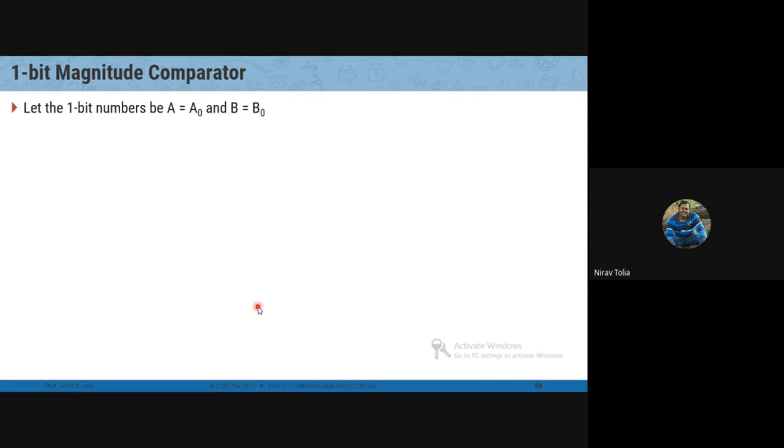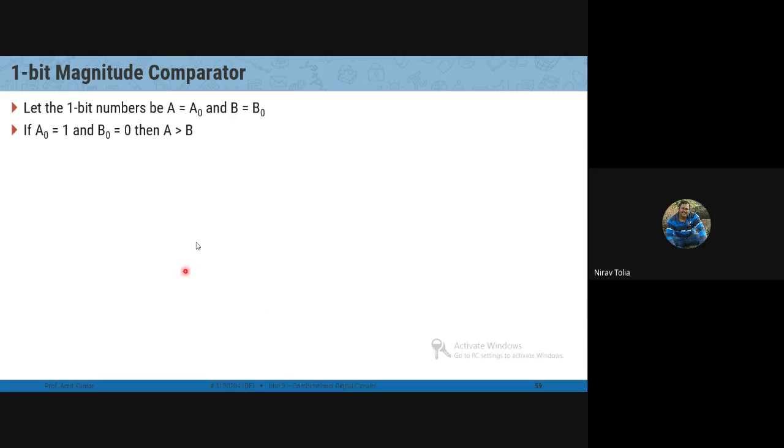So the next one is the one bit comparator. One bit comparator means we have two numbers A and B, but each has a single bit inside. So A has the bit A0 and B has B0. There are three possibilities: A greater than B, A less than B, and A equal to B. So if my A0 is 1 and B0 is 0, then it is known as A greater than B.